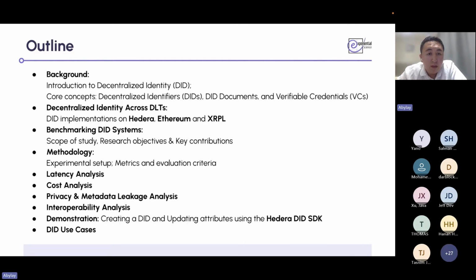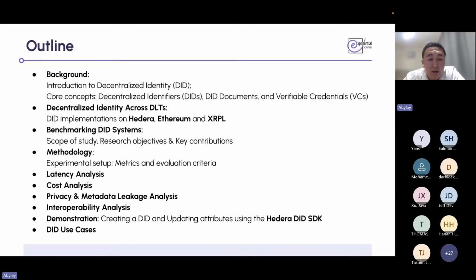After that, I will introduce benchmarking DID systems. It's a research project that we have completed recently, and I will share the results with you. In this study, we have evaluated different DID systems like Hedera, Ethereum, and XRPL, and conducted latency analysis, cost analysis, and privacy analysis, which showcase which implementation is best in terms of performance, cost, and privacy.